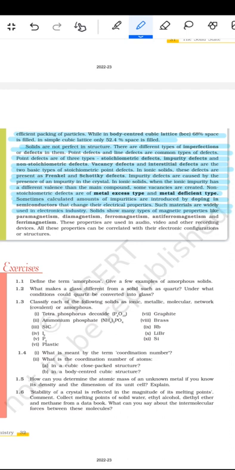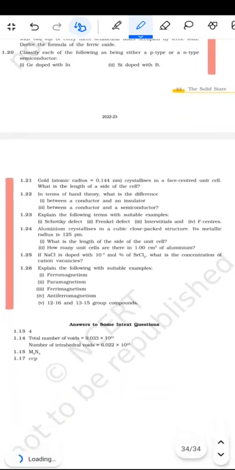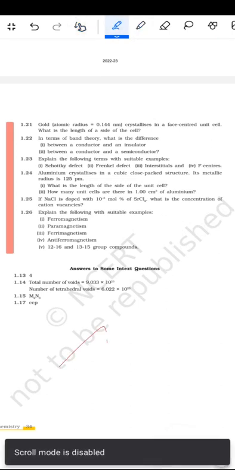Solids show many types of magnetic property like paramagnetism, diamagnetism, ferromagnetism, antiferromagnetism, and ferrimagnetism. These properties are used in audio, video, and other recording devices. All these properties can be correlated with the electronic configuration of the structures. तो यहाँ पर सॉलिड स्टेट का एनसीईआरटी है जो कंप्लीट होता है. ठीक है.